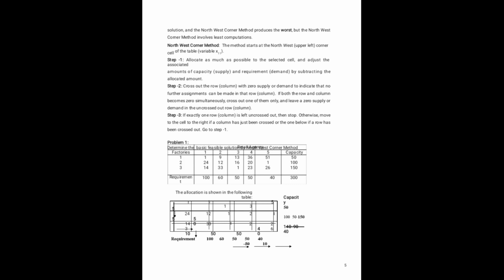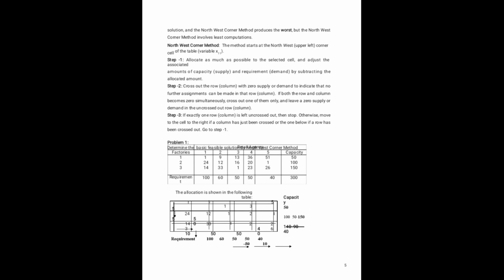In the northwest corner method, step 1: allocate as much as possible to the selected cell and adjust the associated supply and demand. Step 2: cross out the column with zero supply or demand to indicate that no further assignment can be made in that row. If both row and column become zero simultaneously, cross out one of them only. Step 3: if exactly one row is left uncrossed out, then stop. Otherwise, move to the cell to the right if a column was just crossed out, or below if a row was crossed out.